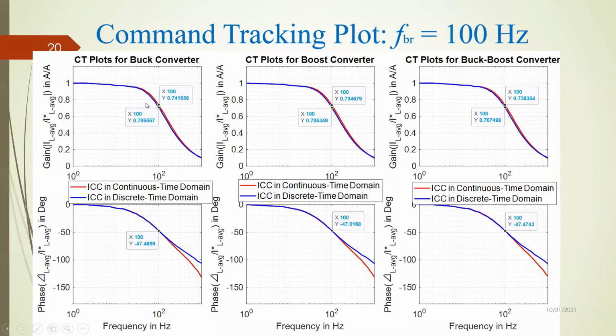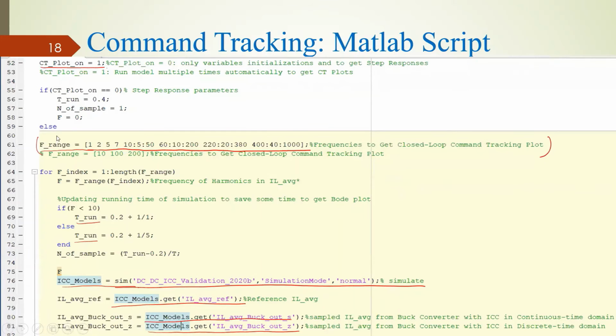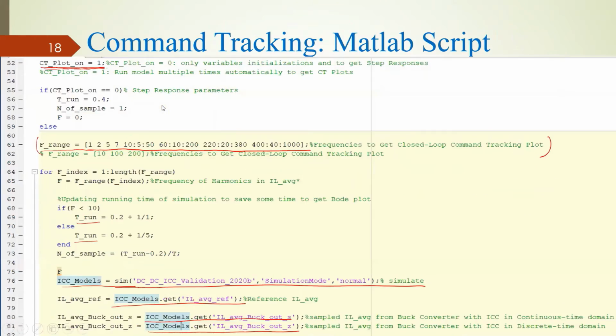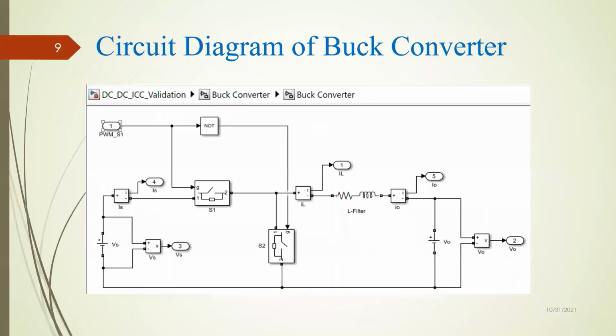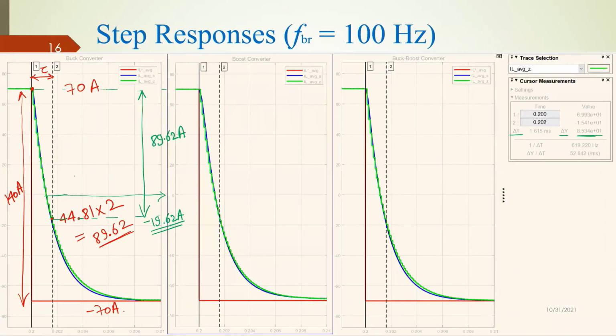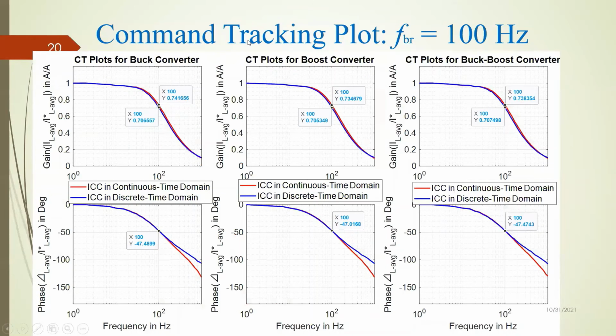Once you run the same MATLAB script by keeping the variable command tracking plot equal to 1, then you can set the bandwidth for tuning. So for tuning the bandwidth, here in the PI tuning, you can change the bandwidth of your current controller. Okay, so this is for a bandwidth of 100 Hertz. Again, I just chose it randomly. No one told me to choose this; I just chose it by myself.